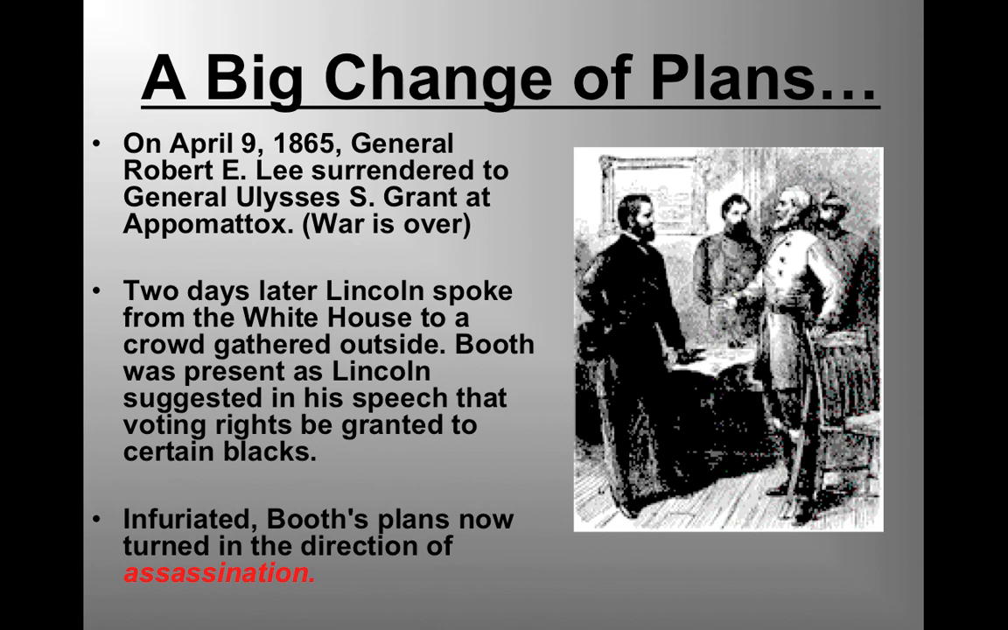Two days later, on April 11, 1865, it has now become public knowledge to people in Washington, D.C. that the war is over and Abraham Lincoln is giving a speech. Lincoln makes a speech on the front lawn of the White House to a large crowd gathered outside. John Wilkes Booth was actually in attendance to hear Lincoln's speech. One of the things that President Lincoln mentions in his speech is that he believes that voting rights should be granted to certain African Americans.